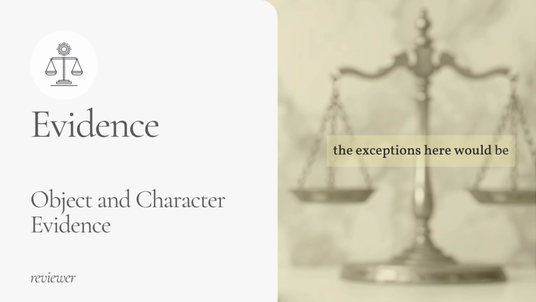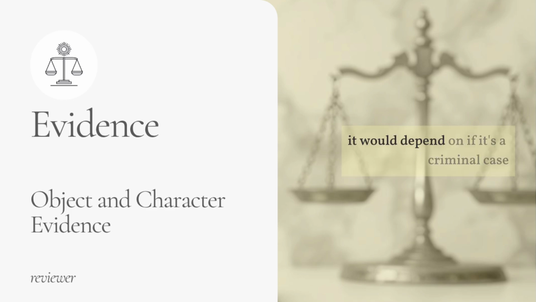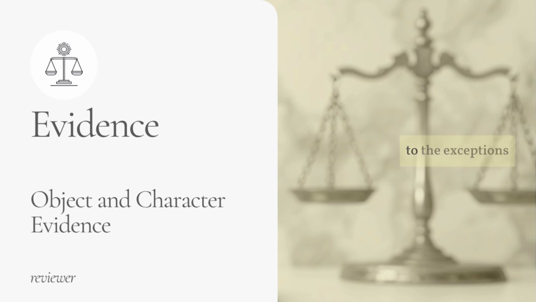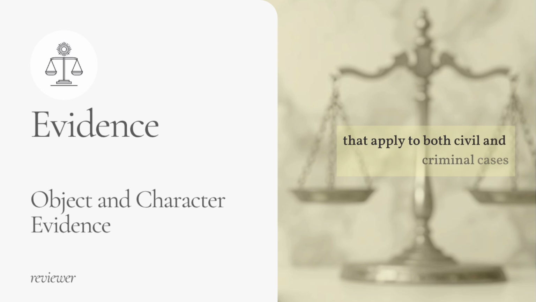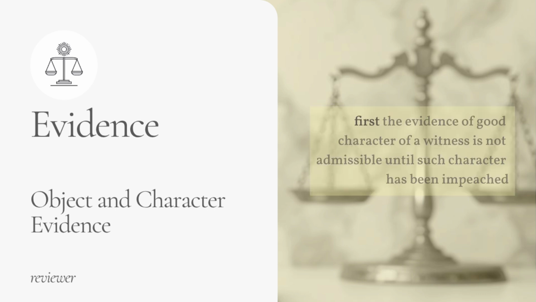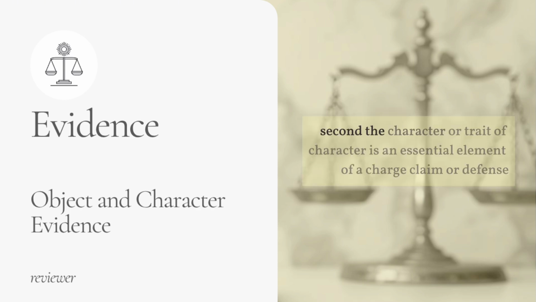The exceptions here would depend on whether it's a criminal case or a civil case, and then there are certain exceptions that apply to both civil and criminal cases. So, going first to the exceptions that apply to both. First, the evidence of good character of a witness is not admissible until such character has been impeached. And second, the character or trait of character is an essential element of a charge, claim, or defense.